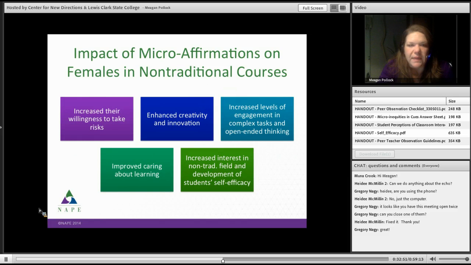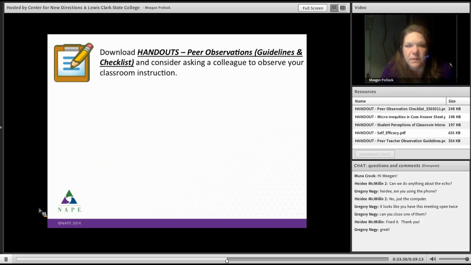So if we look at the impact of microaffirmations on females in non-traditional courses, we have research to indicate that it increases their willingness to take risks. Again, that goes back to higher self-efficacy. They have enhanced creativity and innovation. They're more encouraged to contribute their ideas. They have increased engagement in complex tasks and open-ended thinking. They've improved caring about learning, and increased interest in non-traditional fields and development of their self-efficacy. So again, it really comes back to micromessages building student self-efficacy so that it alters their behavior. That's really the loop that we're trying to demonstrate here.